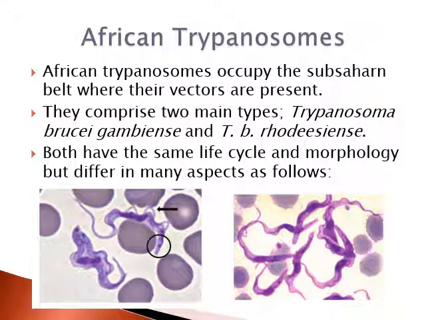Concerning African trypanosomes, these occupy the tropical Africa zone, or what we call the sub-Saharan belt, where their vectors are present. They comprise two main types, Trypanosoma brucei gambiense and Trypanosoma brucei rhodesiense. Both have the same life cycle and morphology, but they differ in many aspects, as we'll see.